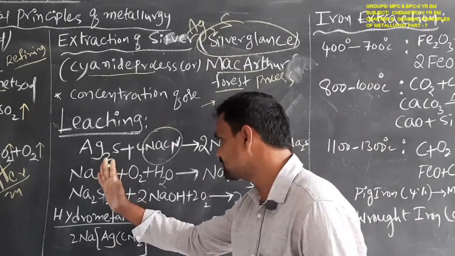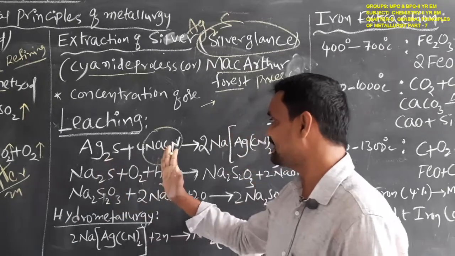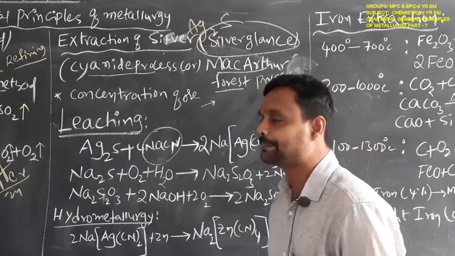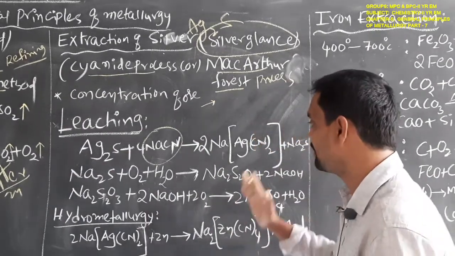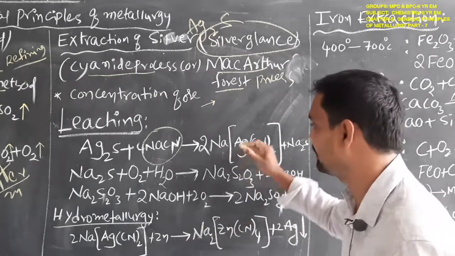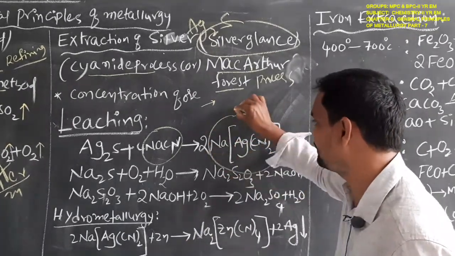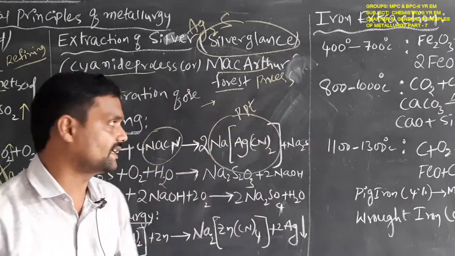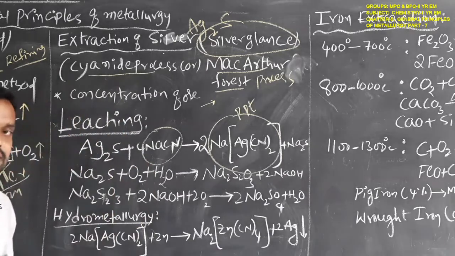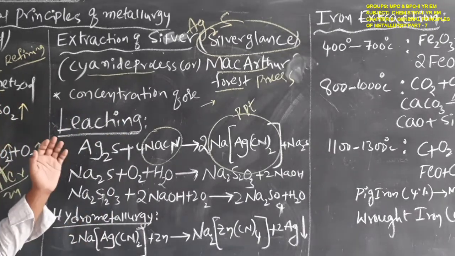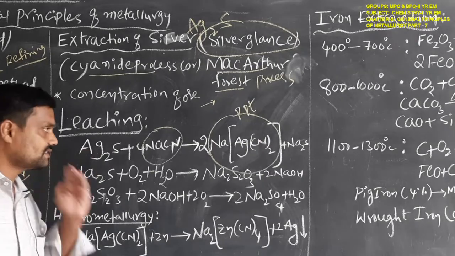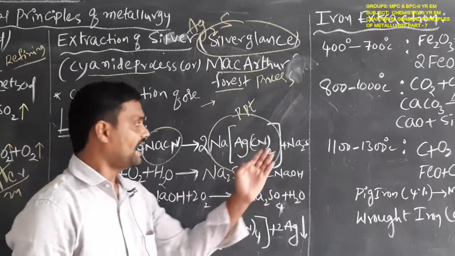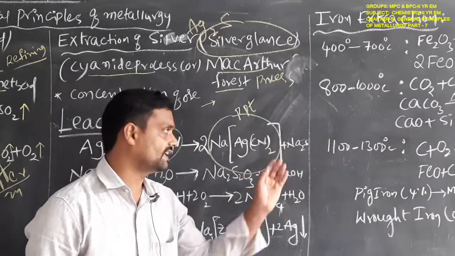When the powdered silver glance ore is reacted with the suitable chemical reagent, sodium cyanide, it is converted to the precipitate form, that is sodium argentocyanide. So by using sodium cyanide, the powdered silver glance ore is converted to the sodium argentocyanide precipitate. And here the byproduct is sodium sulfide, Na2S.